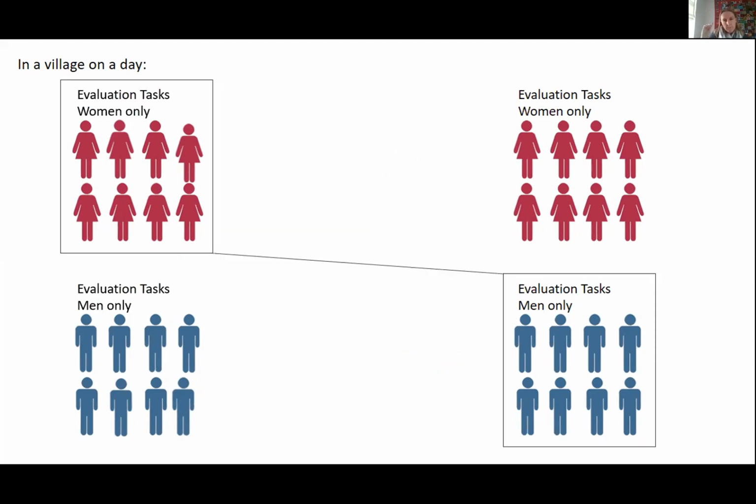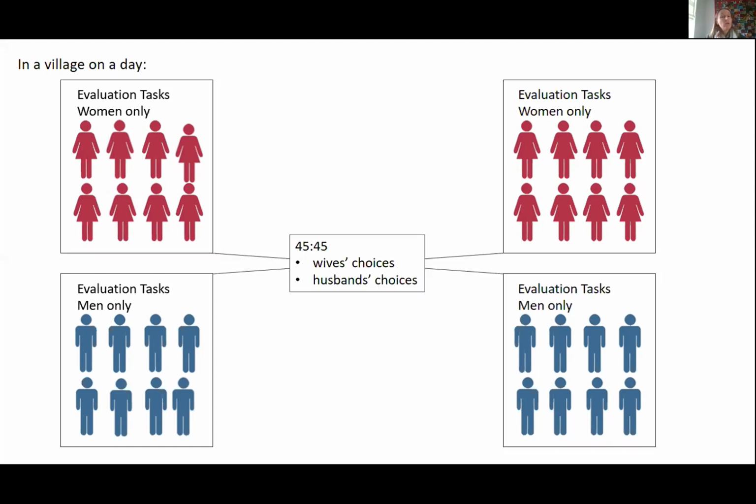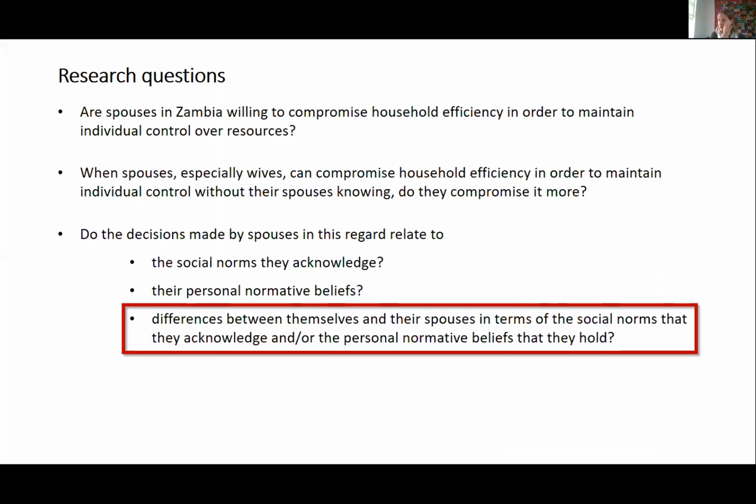Now, first of all, notice that the women in the top left session are married to the men in the bottom right session, and the men in the bottom left session were married to the women in the top right session. And they were all evaluating this 45 to self versus 45 to other. So here we have not only the evaluations of the decision makers, but also the evaluation of their respective spouses about what should be done in these tasks. And this is going to allow us to answer that final question, whether disagreements in personal normative beliefs between husbands and wives impact on decision making.